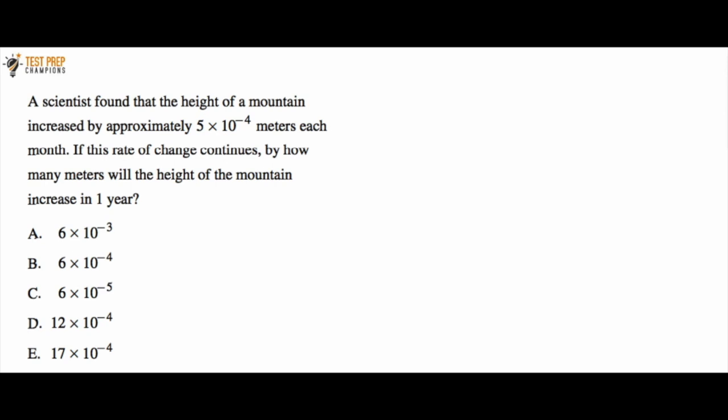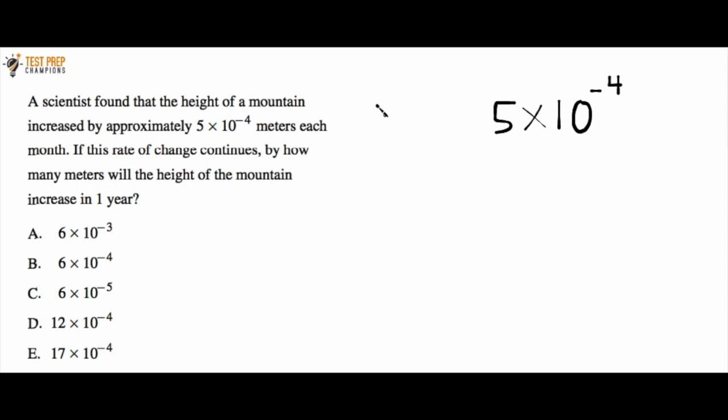So let's have you pause the video, try to figure this out, and then when you're ready, we'll go over the answer. There's maybe a couple different ways to look at this, but the way I'll start is recognizing that it's telling us the height of the mountain increased by 5 times 10 to the negative 4 meters each month, and we want to know after 1 year, by how many meters the height will increase.